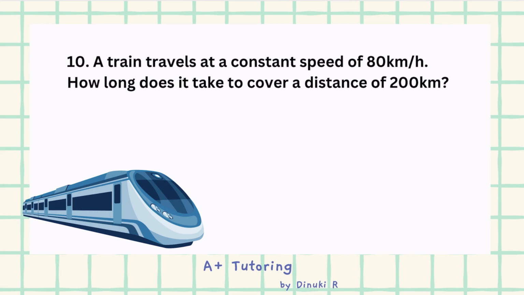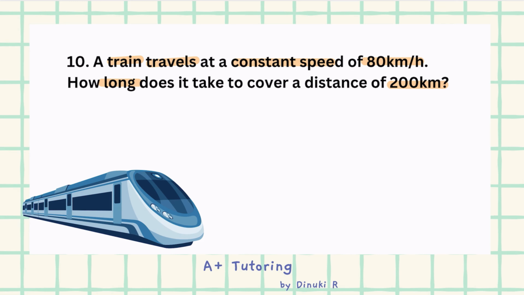Last question for today. Pause the video here and have a go first. Okay, now that you've had a chance to go through the question, let's break it down together. A train travels at a constant speed of 80 kilometers per hour. How long does it take to cover a distance of 200 kilometers?